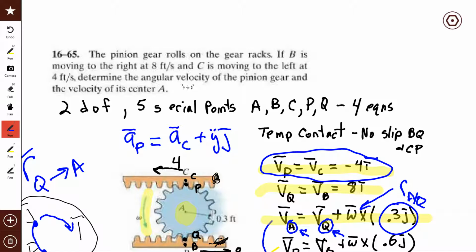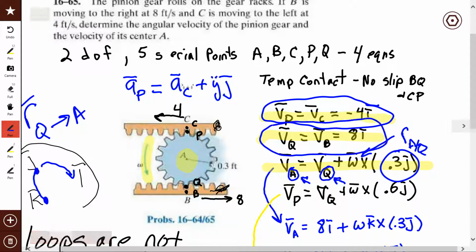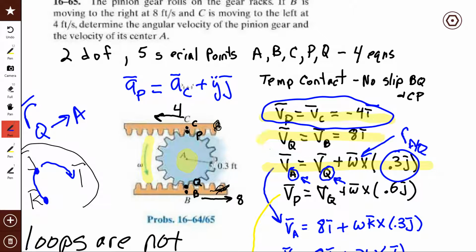Well, also this equation, the Q. The equation for Q, this one. Because they're temporary contact, no slip. So what do you know? Well, horizontally, it's the same as B. Vertically, nah, I don't know anything about it. Okay, try that, see what happens.